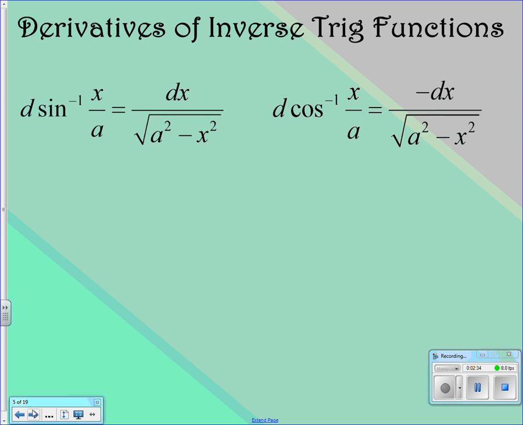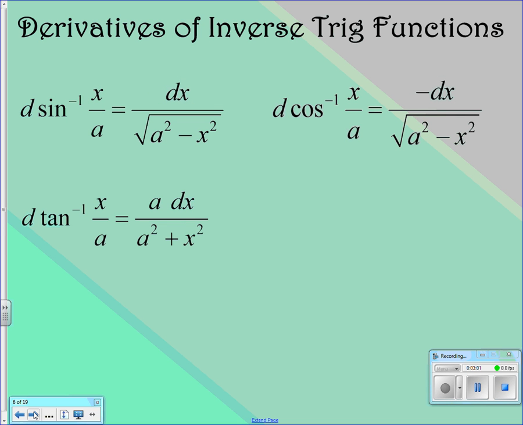This is for the cosine inverse, the derivative of cosine inverse. Notice that the only difference between arc sine and arc cosine, we've got a positive dx here, and we have a negative dx for our cosine inverse. The denominators are the exact same. The only difference is that numerator.